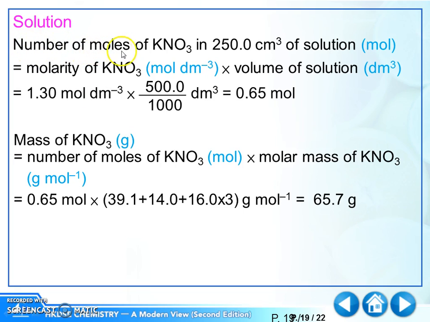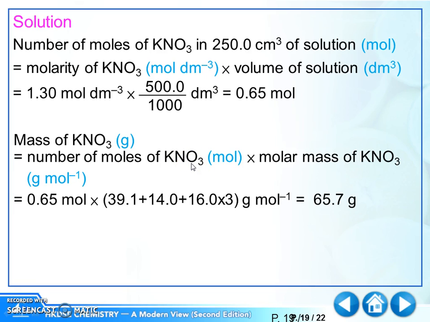We figure out the number of moles of KNO3 first by multiplying the molarity with the volume. We got 0.65 mole. Then after we find the mole, we can make use of the mass equal to the number of moles of KNO3 times the molar mass. Then we can get the answer equal to 65.7 grams after we have figured out the molar mass of KNO3.